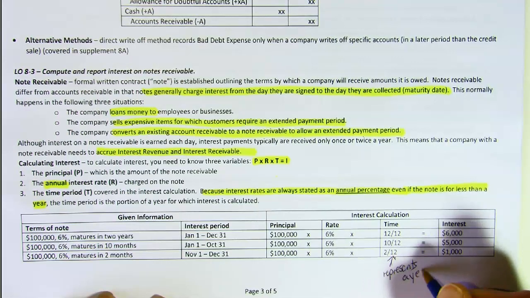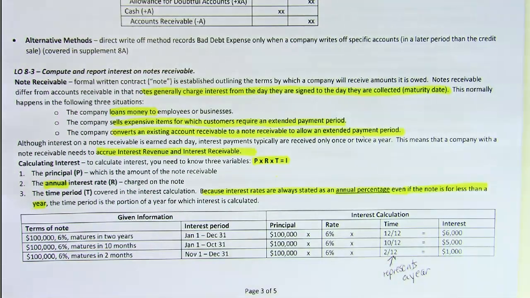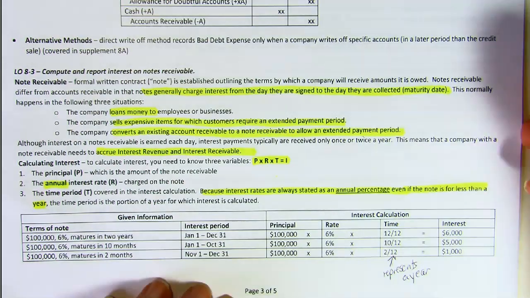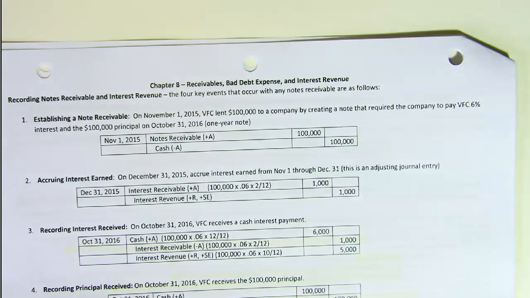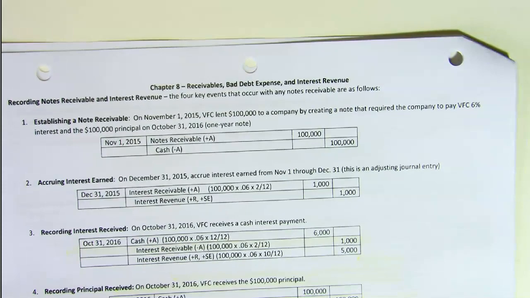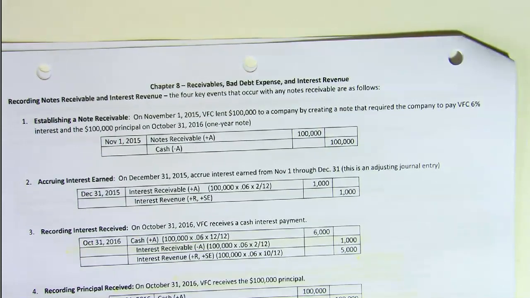If the note were stated in days, we'd use 365 as our denominator, or bottom portion of our fraction, unless it's a leap year, and then it would be 366 days. Okay, now let's take a look at the journal entries for notes. When recording notes receivable and interest revenue, there are 4 key events.